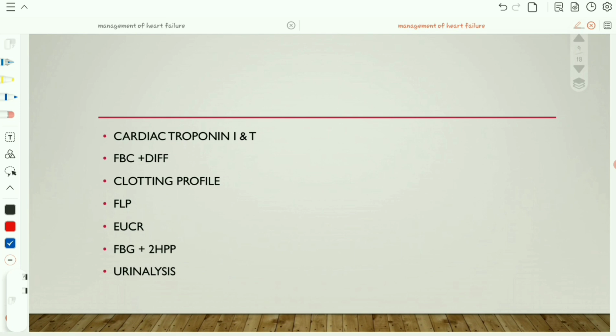Are you getting me? Then fasting lipid profile. Then electrolyte and creatinine to know the function of the kidneys, because one of the complications of heart failure is prerenal AKI. Then fasting blood glucose and 2 hours postprandial. The patient might be having diabetes, and the patient might not know. So you also need to check for that, fasting blood glucose, 2 hours postprandial. Then urinalysis. It's also very important.